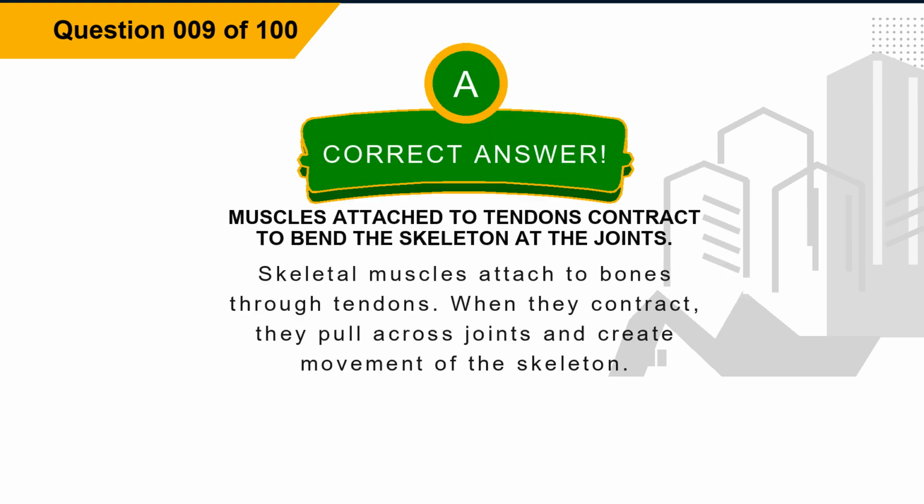The correct answer is option A. Muscles attached to tendons contract to bend the skeleton at the joints. Explanation. Skeletal muscles attach to bones through tendons. When they contract, they pull across joints and create movement of the skeleton.